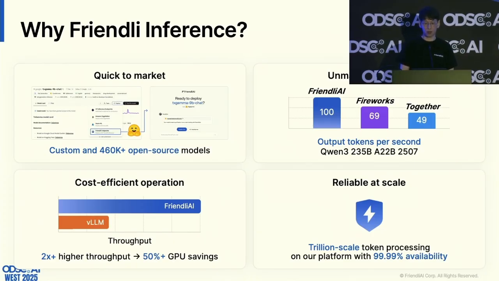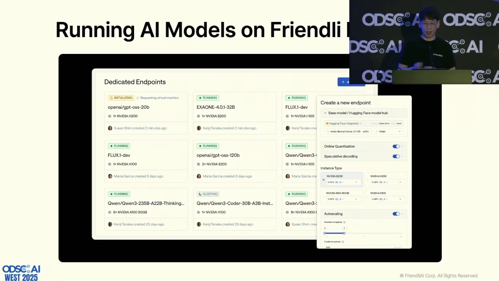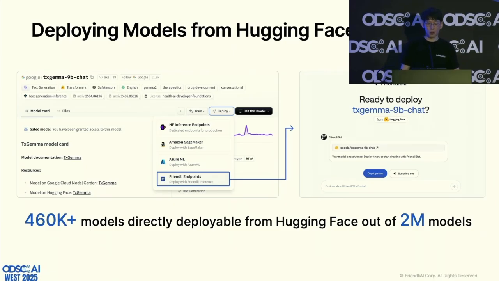Third, it is cost efficient. If you're using, let's say, vLLM or SGLang, we are delivering more than 2x the throughput of those solutions. So you can enjoy this benefit with the latest, even MoE models as well. And finally, it's reliable at scale. Right now, we are supporting trillions of tokens processed with 99.99% availability. So you can run AI models of your choice on our platform, Friendly Endpoints, or you can even deploy models directly from Hugging Face on our platform with a few clicks.